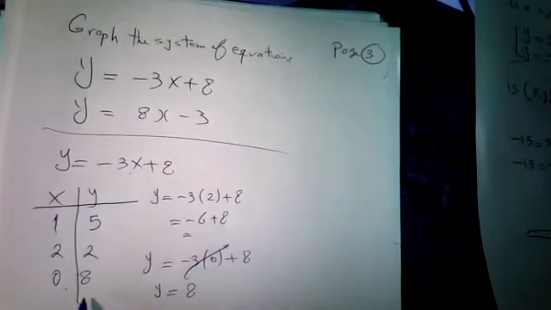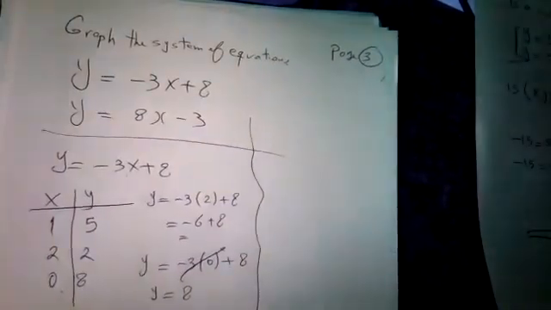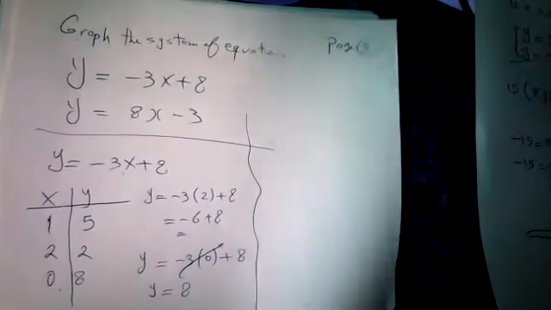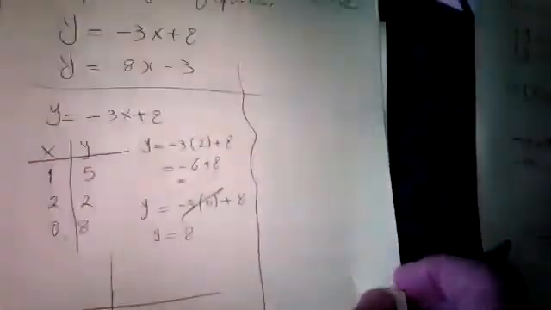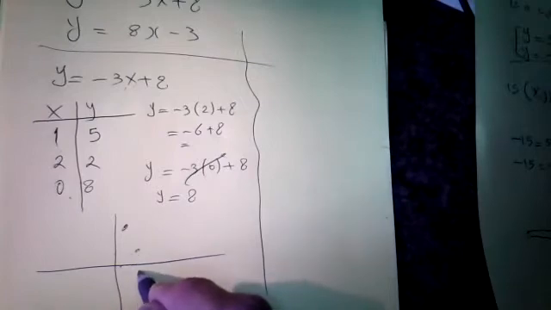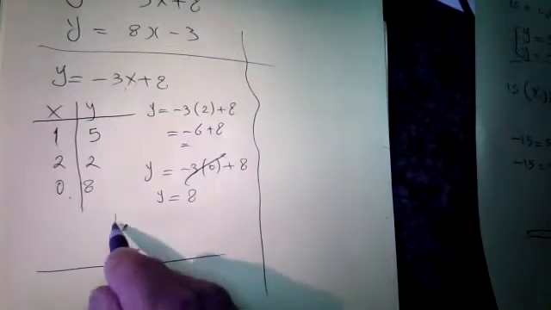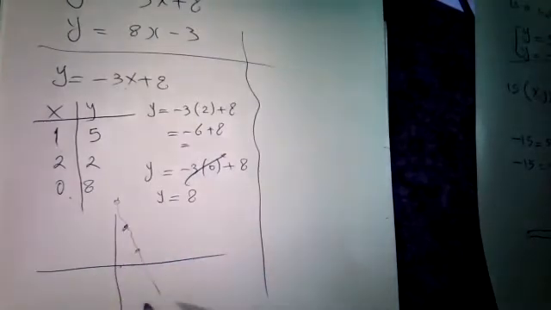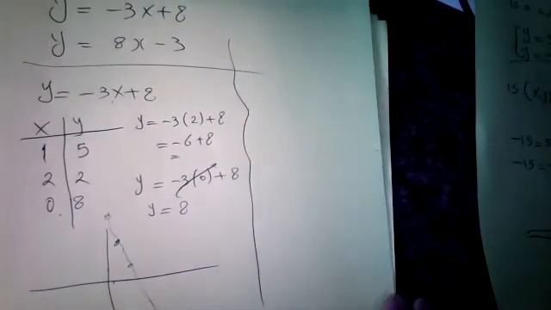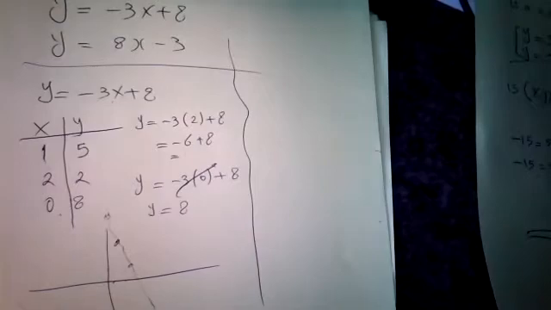Okay. So now you graph this. I have a better graph, I'll show you later on. Here you have something like x equals 1, y is 5; x equals 2, y is 2; x equals 0, y is 8, something like that. I'll show you a better graph. So that would be the graph of y equals minus 3x plus 8.